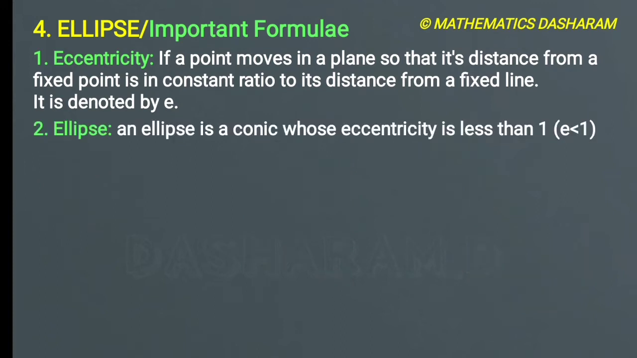Next, second formula, ellipse definition. An ellipse is a conic whose eccentricity is less than 1. So that means e is less than 1, then that conic is called an ellipse.